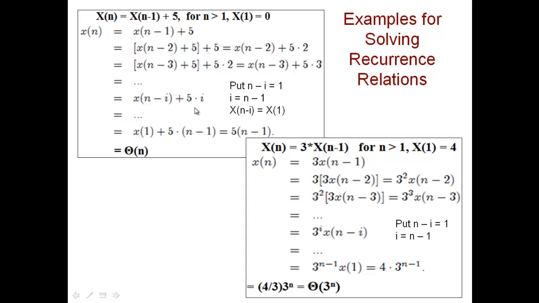So replacing i with n minus 1, we get x of n as x of 1 plus 5 times n minus 1. But x of 1 is 0, so it's 0 plus 5 times n minus 1. So x of n is 5 times n minus 1. Now we can write this in theta notation. 5 times n minus 1 is 5n minus 5, and the lower order term can be discarded, so it is simply 5n. You can discard even the coefficient and simply say it is theta of n.